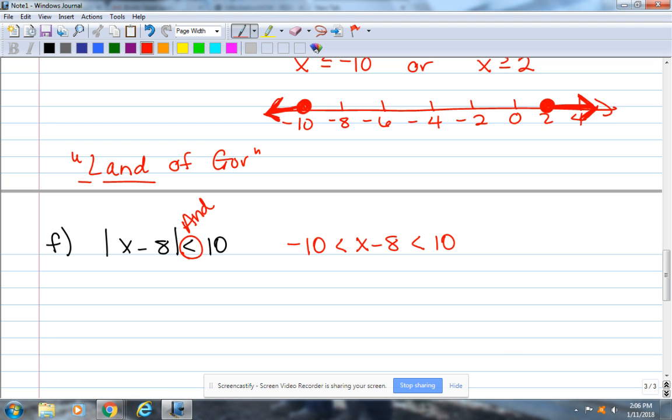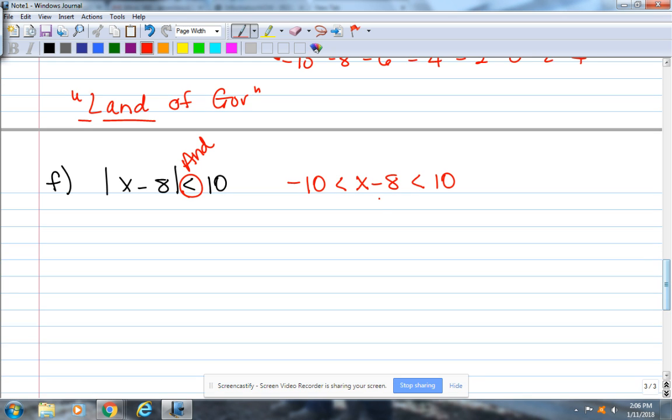So all you have to do is stick a negative on the left side, a positive on the right side of whatever that number is, and then whatever's in the bar goes in the middle, and whatever symbol you have is your two symbols when it's an and. So how do we solve this for x in the middle? Add 8 everywhere. And we have -2 is less than x is less than 18.